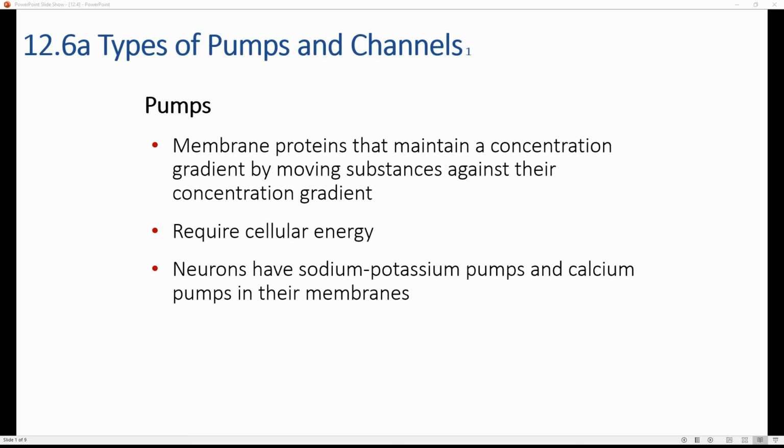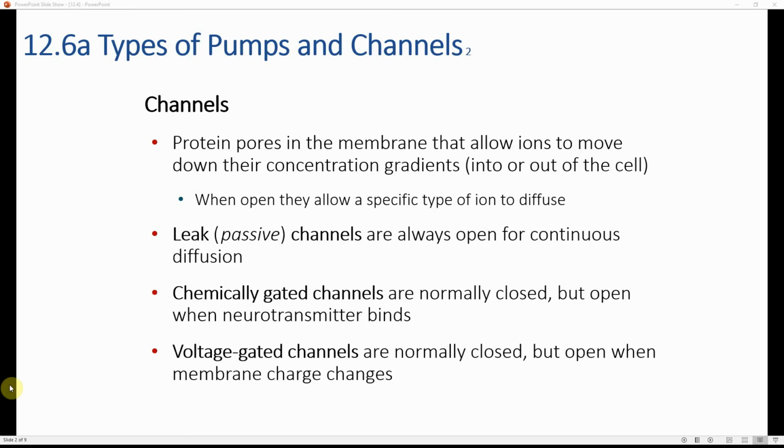We also have some calcium pumps. Both of these require ATP to run, and both of them will move their respective ions against their concentration gradients and establish a concentration gradient across the membrane. We also have protein channels in the neurolemma. These protein channels will allow a specific type of ion to diffuse into or out of the cell.